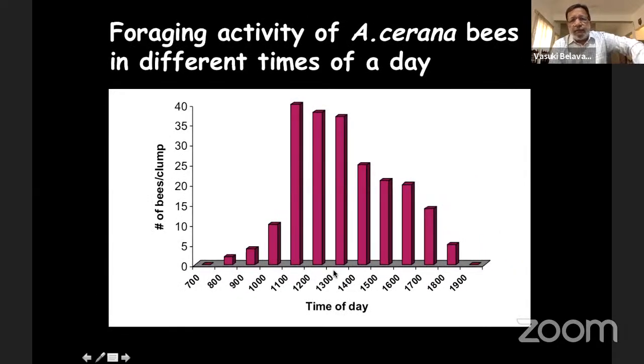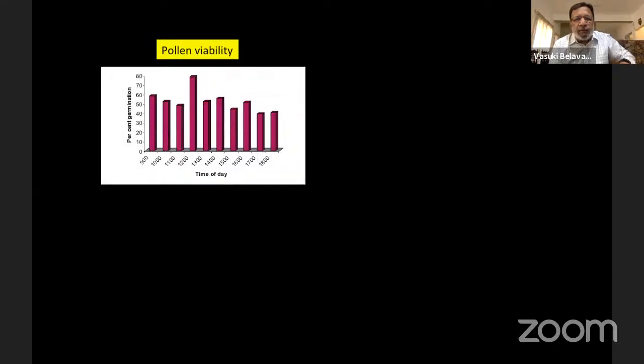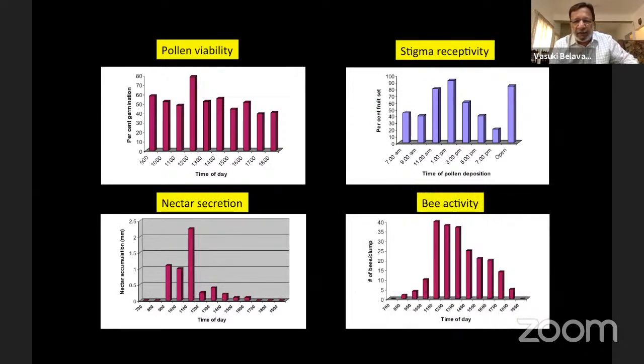Now, under foraging activity, if you look at the activity of bees at different times of the day, you see peak activity between 11 and 1 p.m. Now you see that there is a lot of correlation between these 4 things: pollen viability, stigma receptivity, nectar secretion, and bee activity. All of these peak between 11 and 1 p.m. So there is every reason to believe that bees are efficient pollinators by just looking at this data.